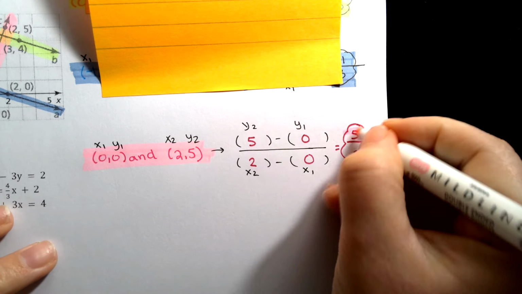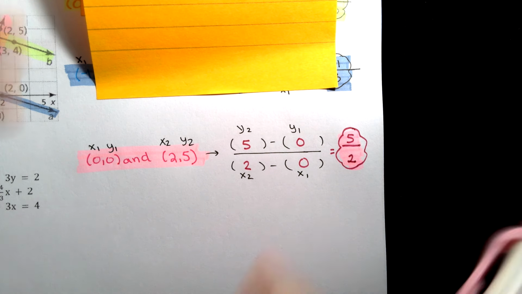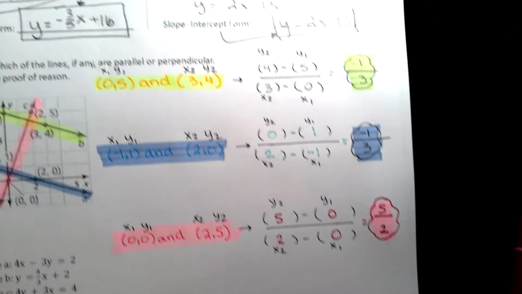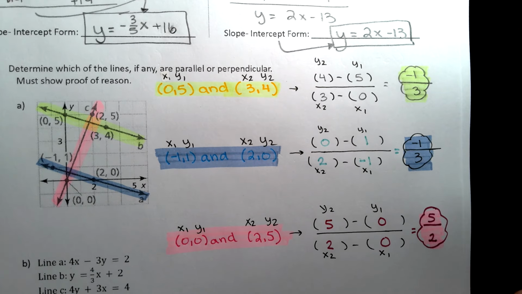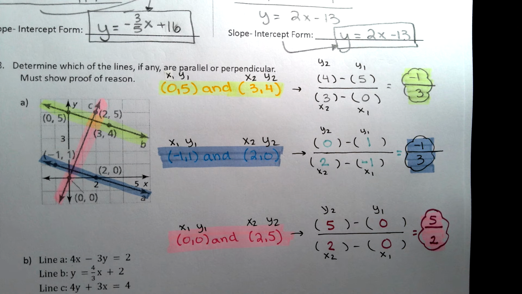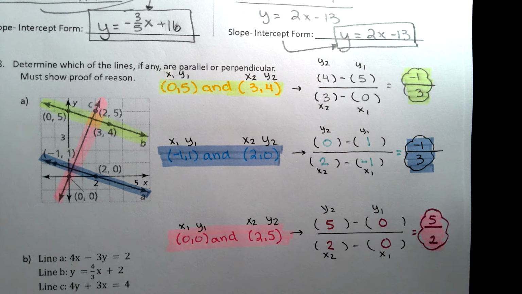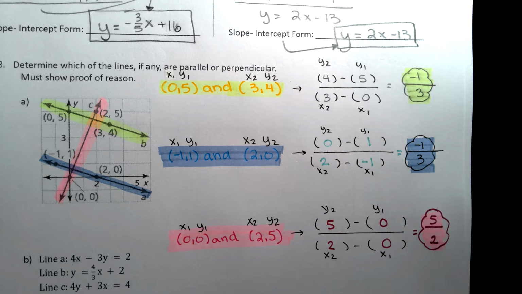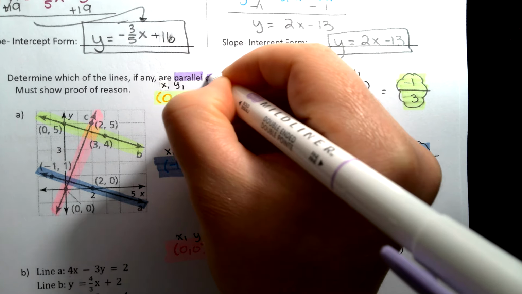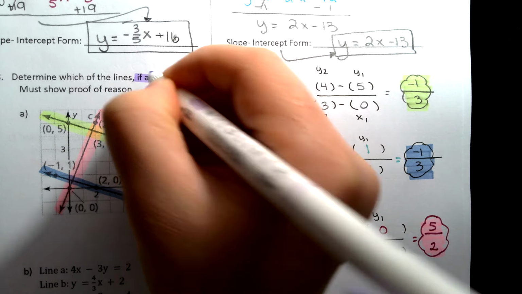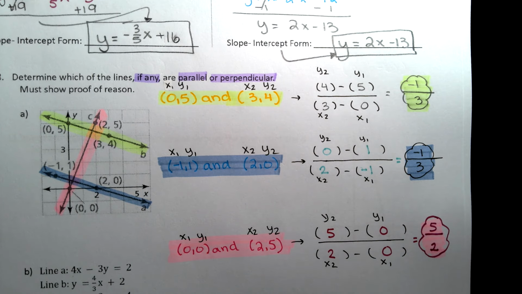Okay, now that we have all of our slopes, all of our rates of change, we're going to compare all of them and see which one is going to give us the correct answer, okay? Meaning, let's go back to what it's actually asking us. They are asking us if things are parallel or perpendicular, if any. So it can be parallel, it can be perpendicular, or it can be nothing, okay?